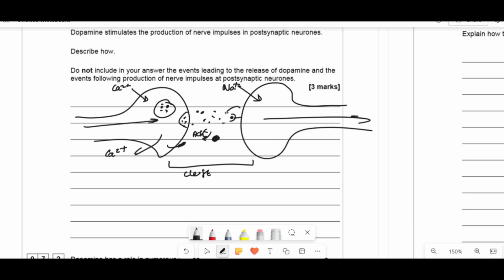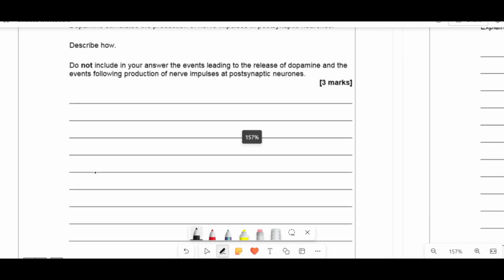Sometimes you can have it where the ligand binds here, for example, GABA, and it can lead to things like chloride ions moving in here. That means the inside's going to be more negative, so it hyperpolarizes this, making it actually inhibitory and harder to cause depolarization. So that's just a quick rundown on how these synapses work. So back here, they just want to know how it actually works once it's been released.